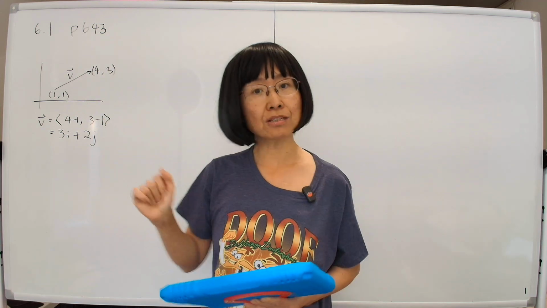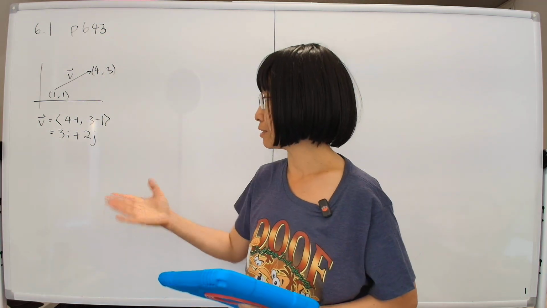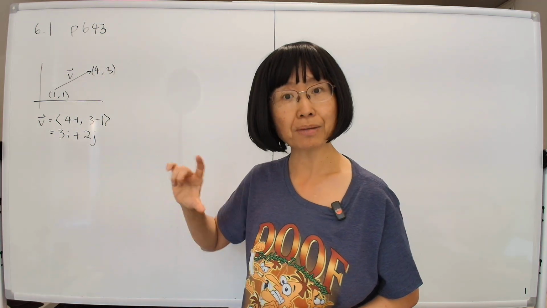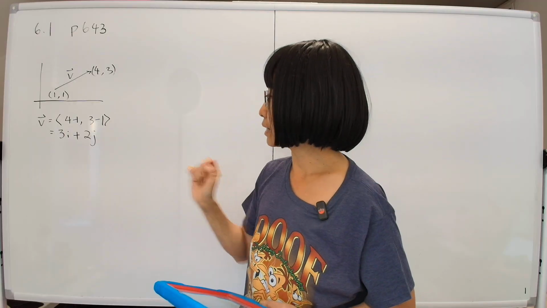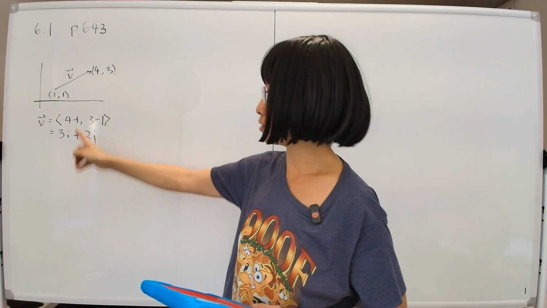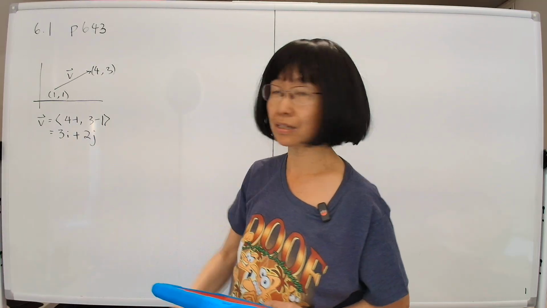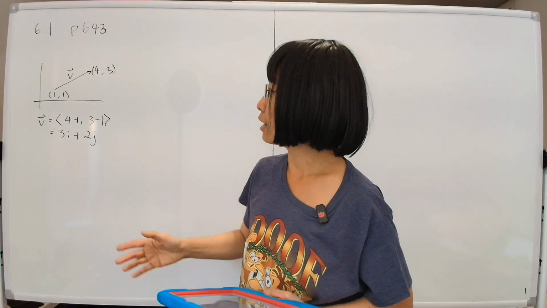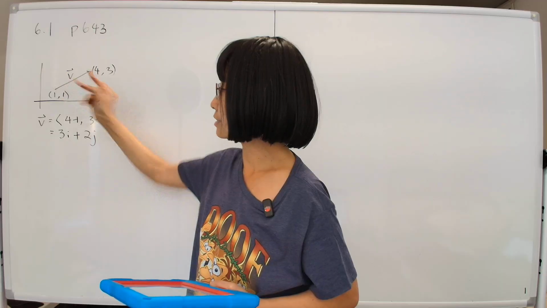Now a vector doesn't normally have a location. It only has a direction and a magnitude. That is how long it is. The magnitude is calculated by the Pythagorean theorem. That is 3 squared plus 2 squared, and then you take the square root. However, that's the length of this thing.